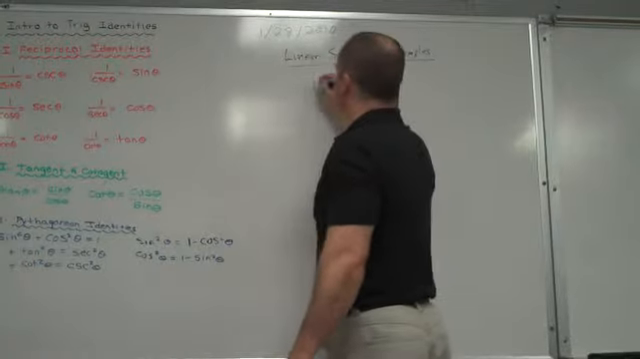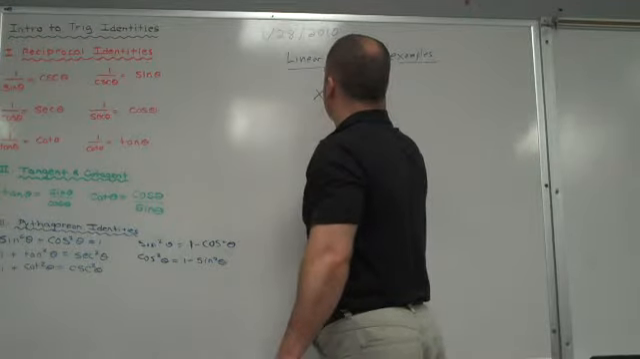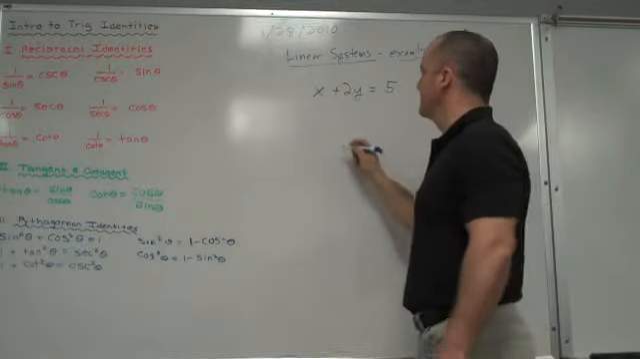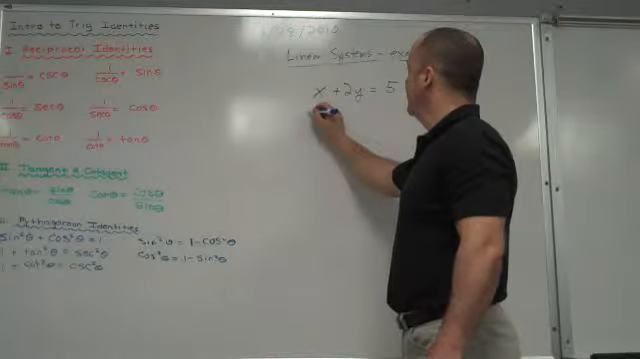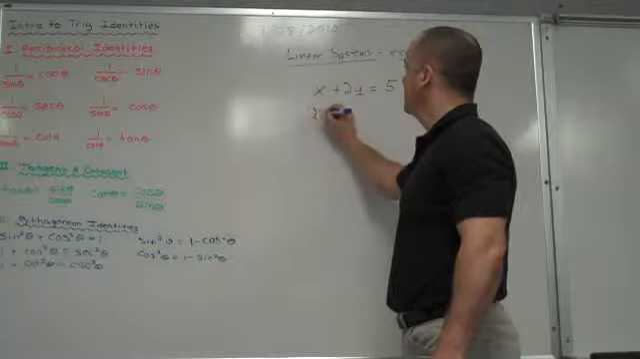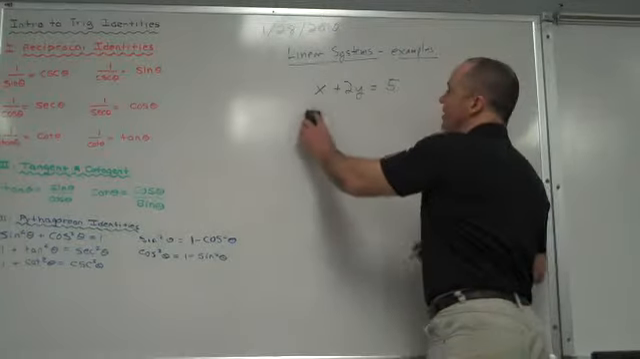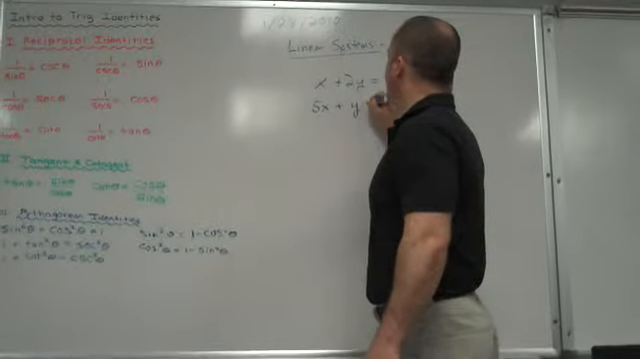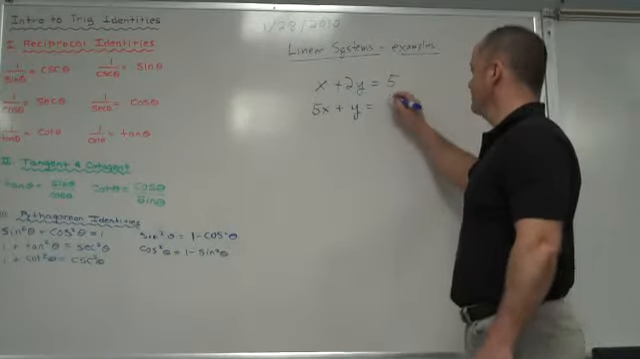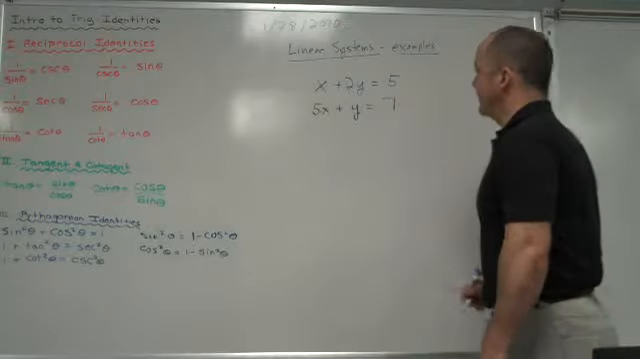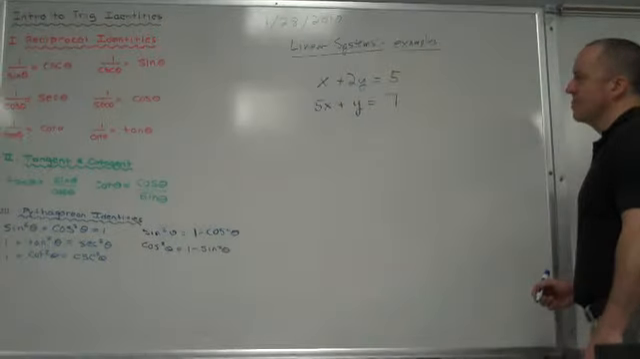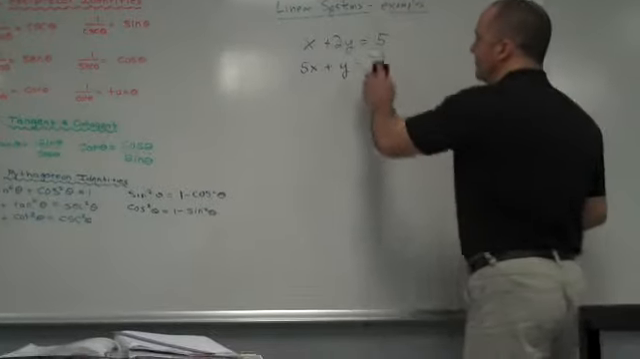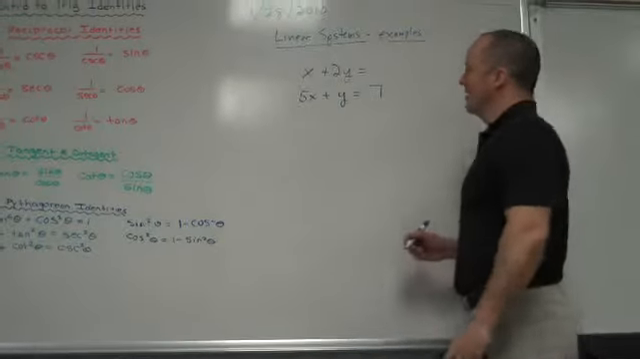Okay, so here are the three. First, let me give you the system first. x plus 2y equals 5. And then, okay, wait, I know which point I want. Okay, and then 5x plus y equals 7. You know what? No. I just decided I don't like these.